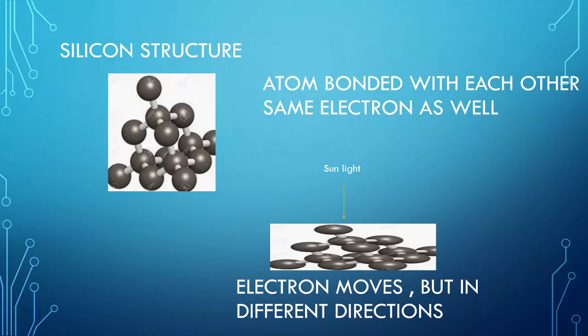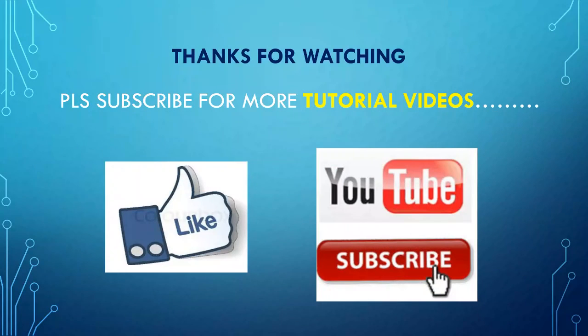So P-type alone cannot produce any electrical energy, even though we penetrate sunlight through it. Likewise, N-type alone cannot produce electrical energy when penetrated by sunlight. So we need to have a P and N junction. So this is the concept. Hope you understood this concept.